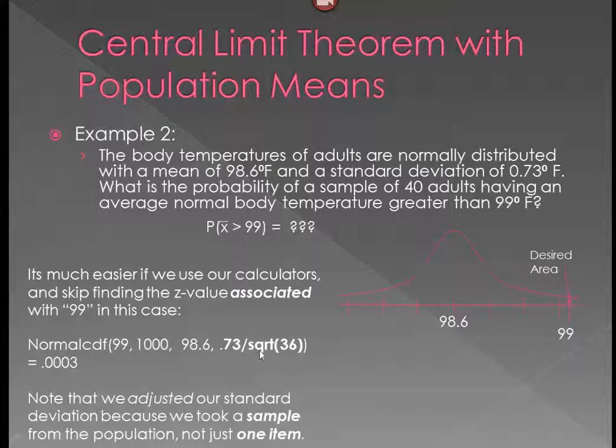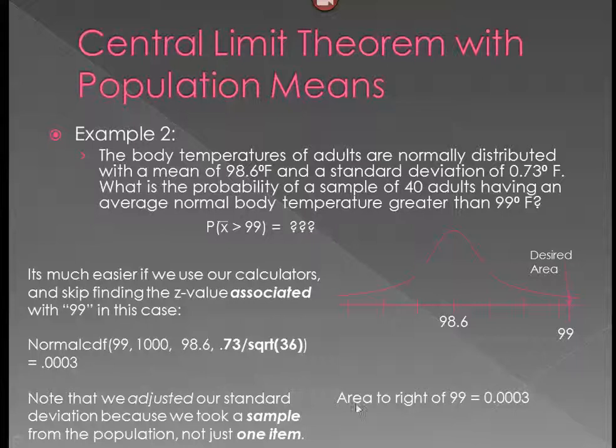The biggest thing that you have to adjust when you're working with a sample from a population is that it's slightly different than what we do with an individual data value that we select from a population. The standard deviation is changed once we pull more than one item from our population, and it changes by the square root of that sample size.